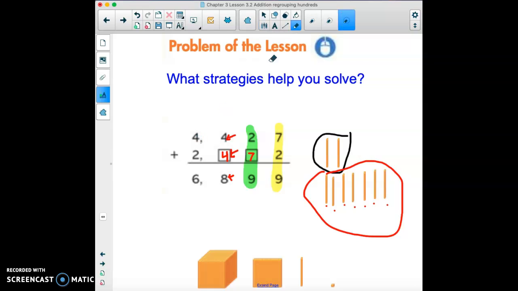And we see that 4,000, let me get my highlighter back. 4,000 and 2,000 is 6,000. So 4,427 plus 2,472 equals 6,899. I don't know what just happened to my marks there. I was trying to erase these little arrows because it was kind of messy. And my pen went crazy. But now we can read it a little easier. 4,427 plus 2,472 equals 6,899.